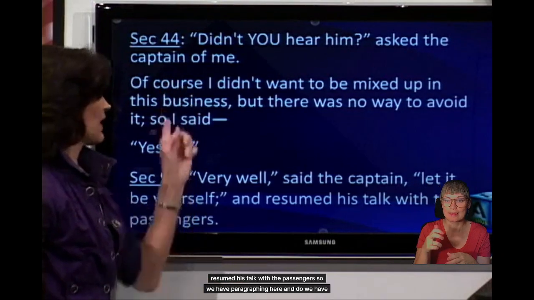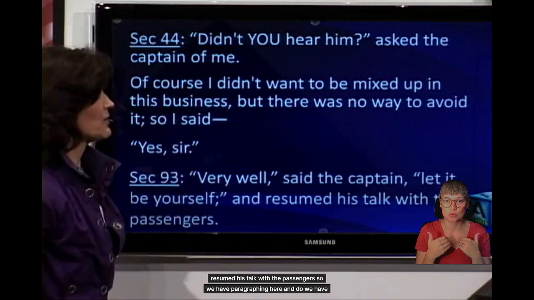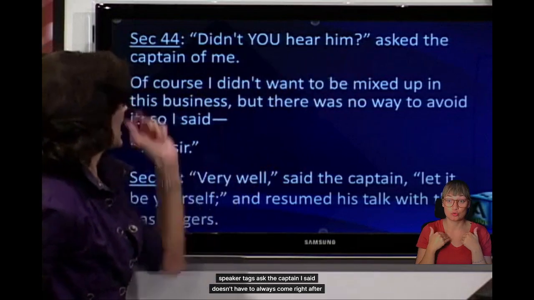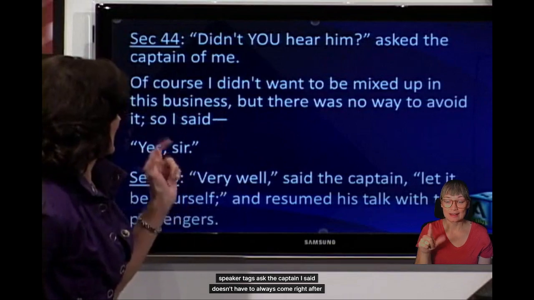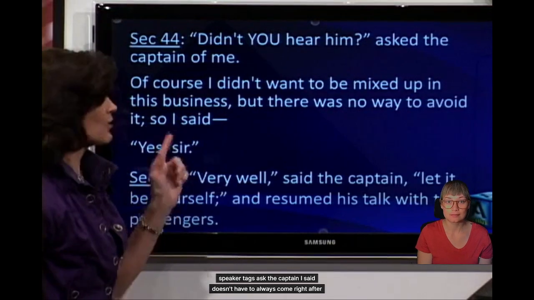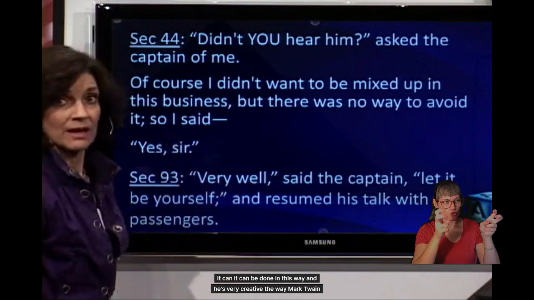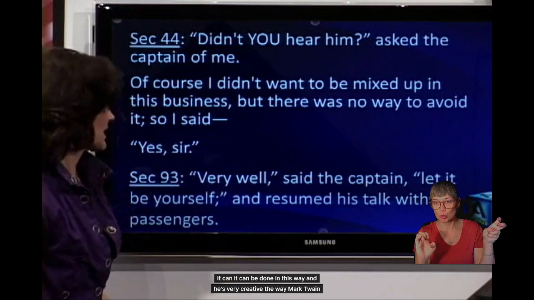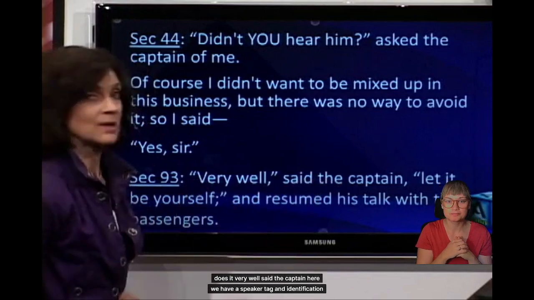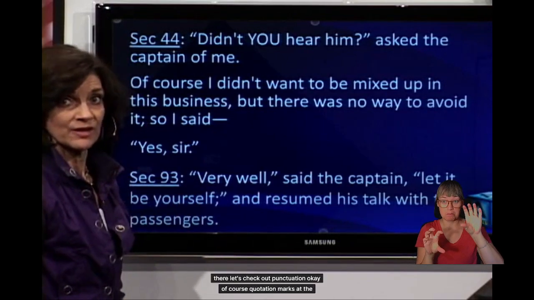So we have paragraphing here. And do we have speaker tags? "Asked the captain." "I said." Doesn't have to always come right after. It can be done in this way, and it's very creative the way Mark Twain does it. "Very well," said the captain. Here we have a speaker tag and identification there.